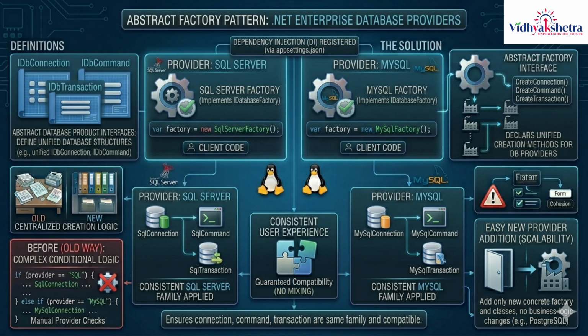A practical real-time example can be seen in an enterprise-level application that supports multiple database providers such as SQL Server, MySQL, and PostgreSQL. Each database requires its own set of related objects, such as connections, commands, and transactions, and these objects must be compatible with each other. Instead of tightly coupling the application logic to specific database implementations, the abstract factory pattern provides a clean and extensible way to manage these variations.